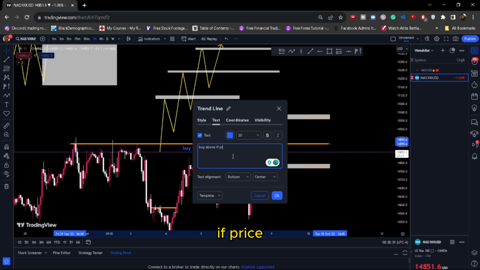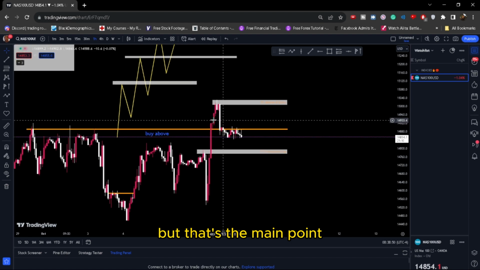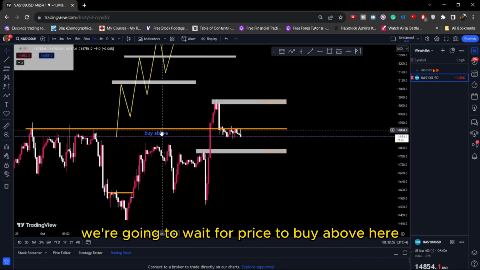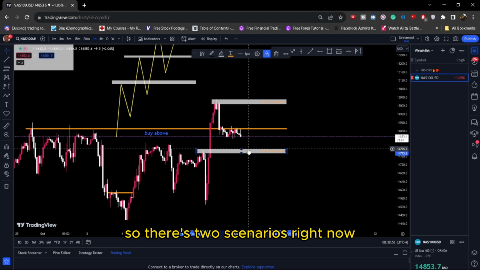So I'll basically just say buy above. That's the whole point. Buy above here, that's the main point. We're going to wait for price to buy above here, and also we're going to wait for price to at least come here. So there are two scenarios right now.